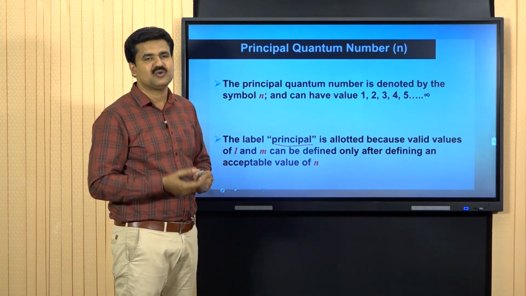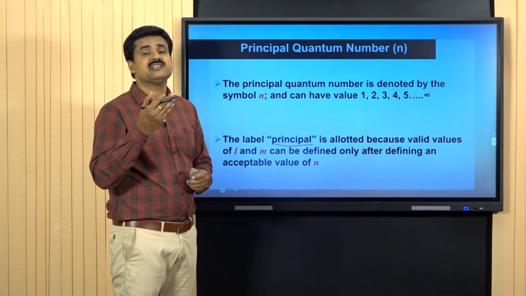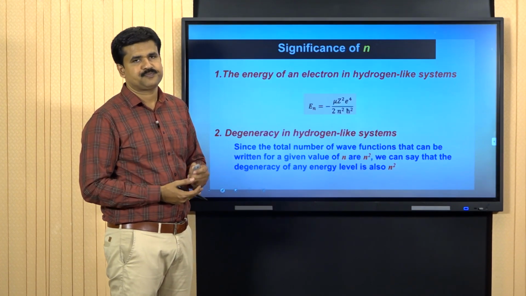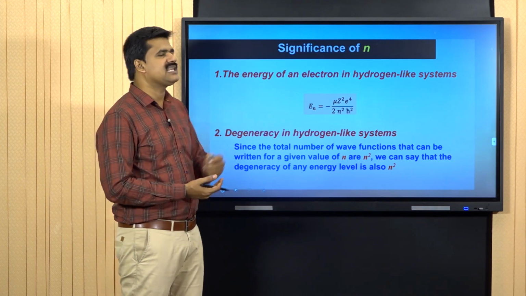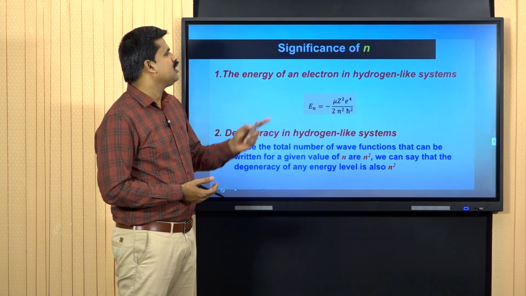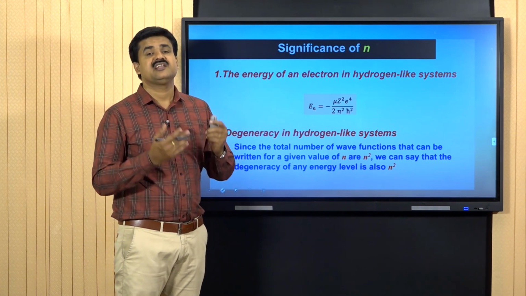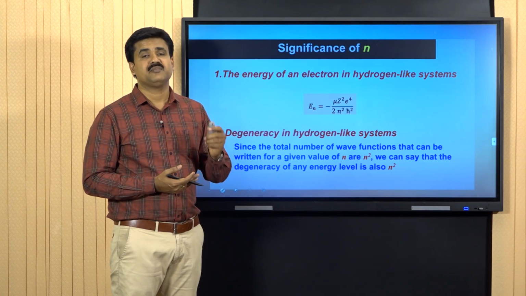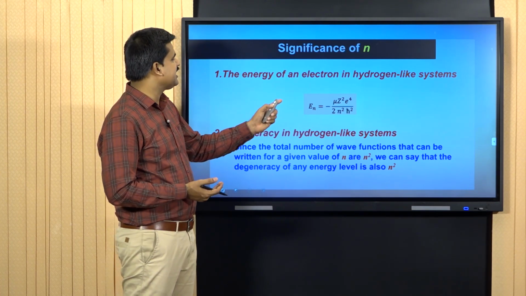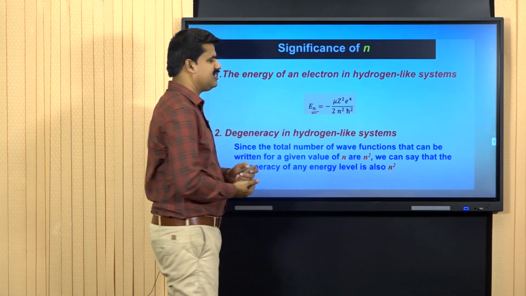Then only we can move on to L and M. Hence, n is termed as the principal quantum number. Now, significance of the principal quantum number. The energy of an electron in hydrogen-like systems depends on principal quantum number n. The expression for energy is like this: En, energy depends on principal quantum number.